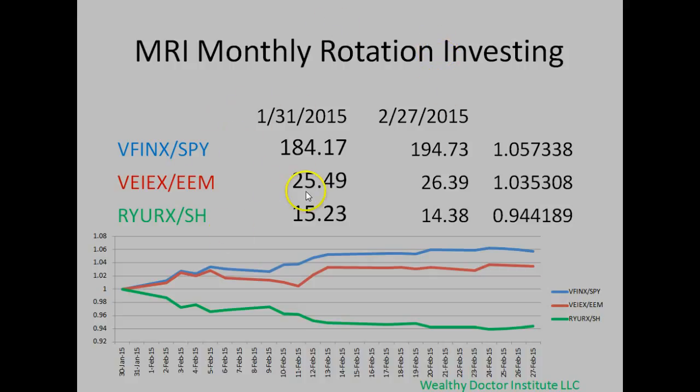We're ranking these 3 funds. And again, this month we have a clear winner. That's this blue line, the VFINX, the SPY, the S&P 500 index. The model this month is to sell the bottom 25% and buy the S&P 500 index.